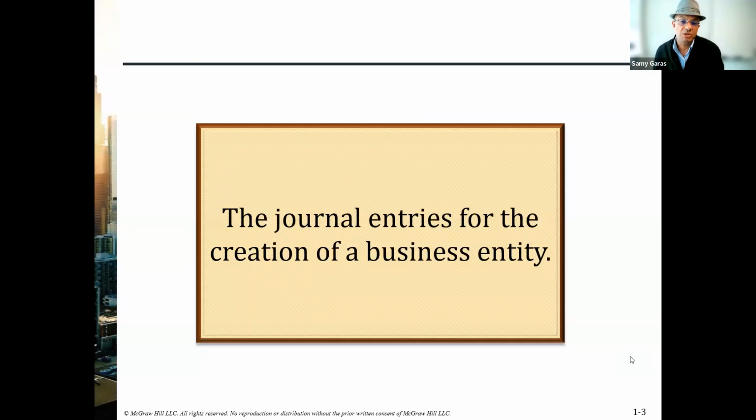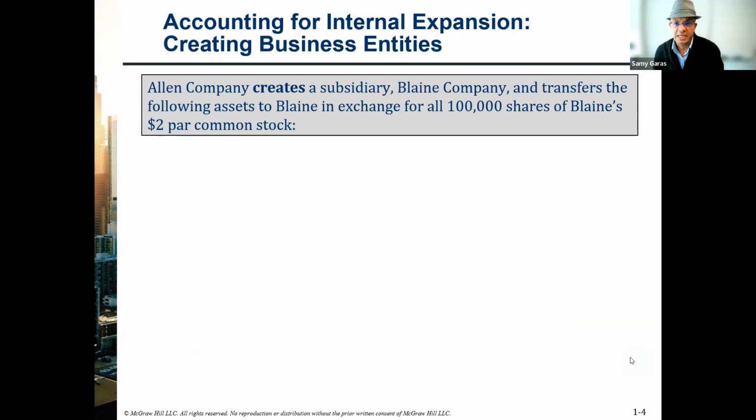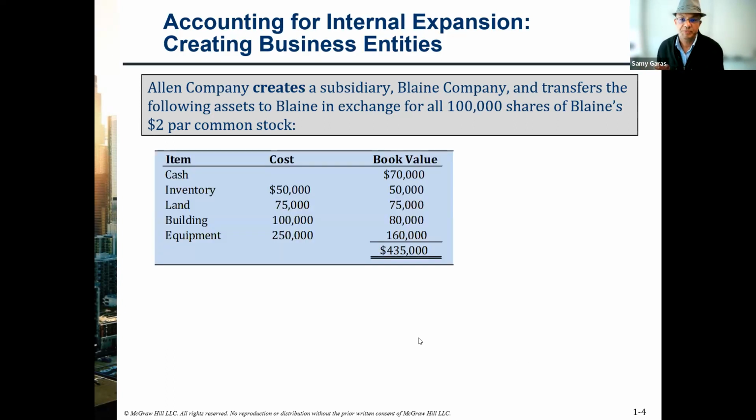So let us talk about the journal entries of creating a business entity. And here we have Allen Company creates a subsidiary company and transfers assets to that company, which is called Plain, for all the 100,000 shares of Plain Company for $2 of their common stock. And here are the items that the parent company is allocating: cash, inventory, land, building, equipment.